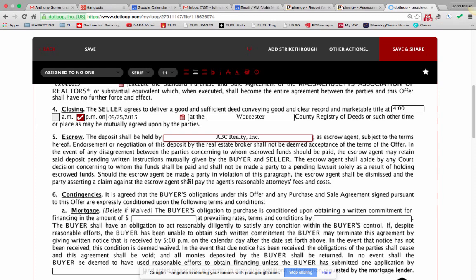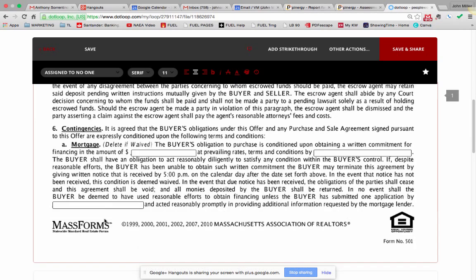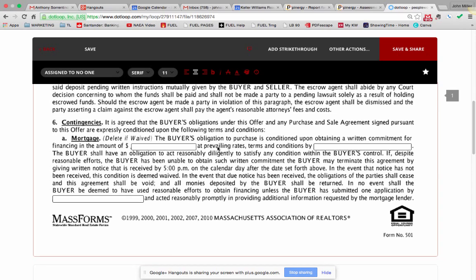Should the escrow agent be made a party in violation of this paragraph, the escrow agent shall be dismissed, and the party asserting a claim against the escrow agent shall pay the agent's reasonable attorney's fees and costs. Moving on to number 6, contingencies. It is agreed that the buyer's obligation under this offer and any purchase and sale agreement signed pursuant to this offer are expressly conditioned upon the following terms and conditions.